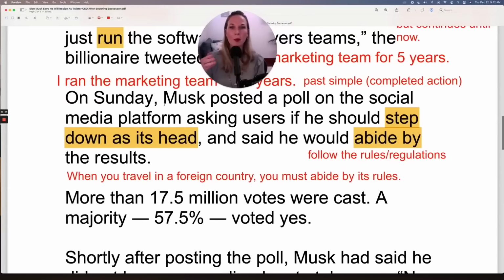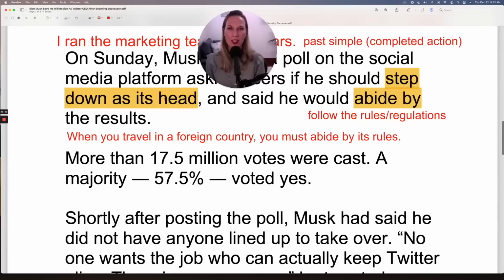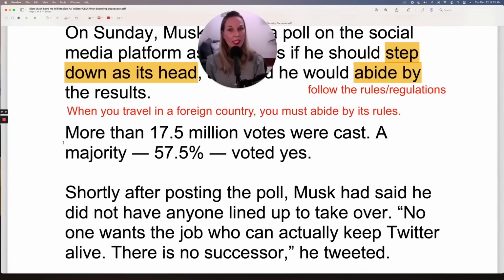We tend to use it with rules and regulations from the government or from a large company as a whole. So basically, Musk said that he will follow the results of the poll. So if the majority say you should leave, then he will follow that, abide by that, and leave his position. He will resign and find a successor, a replacement, which will make Musk the predecessor, the old leader of the position. More than 17.5 million votes were cast.